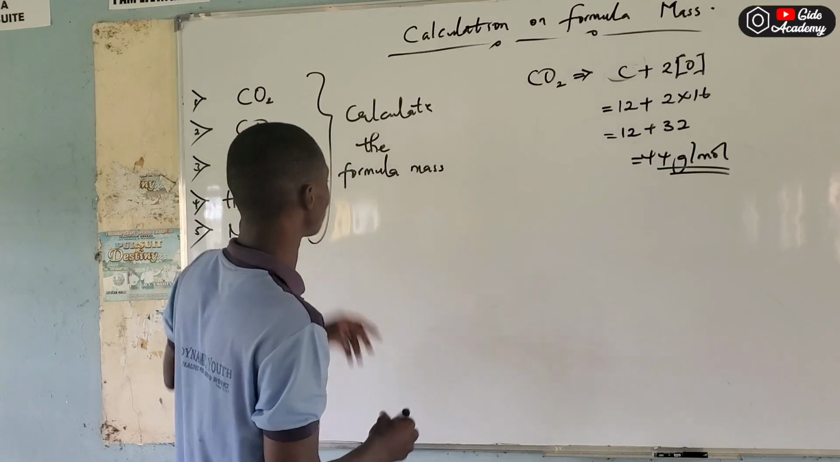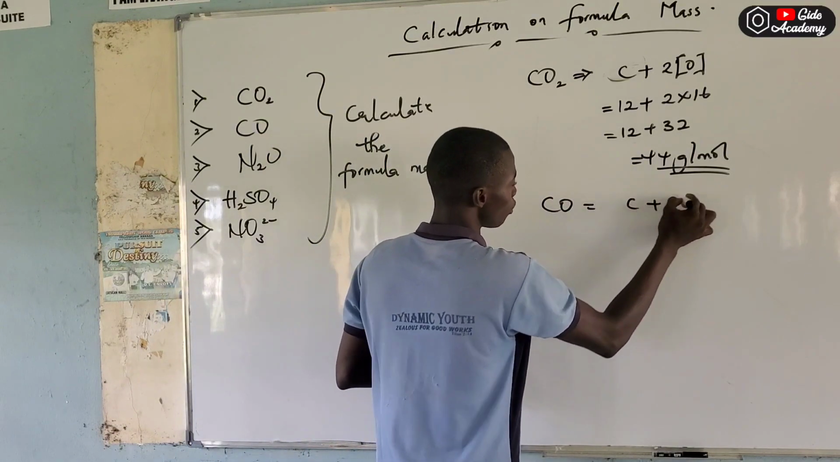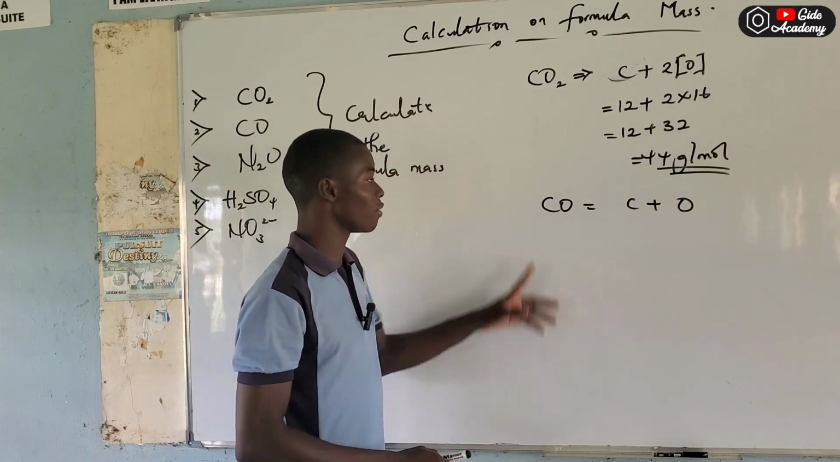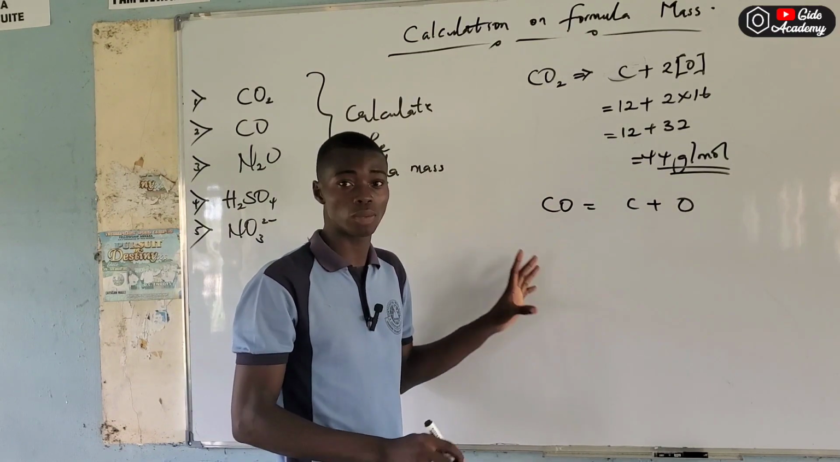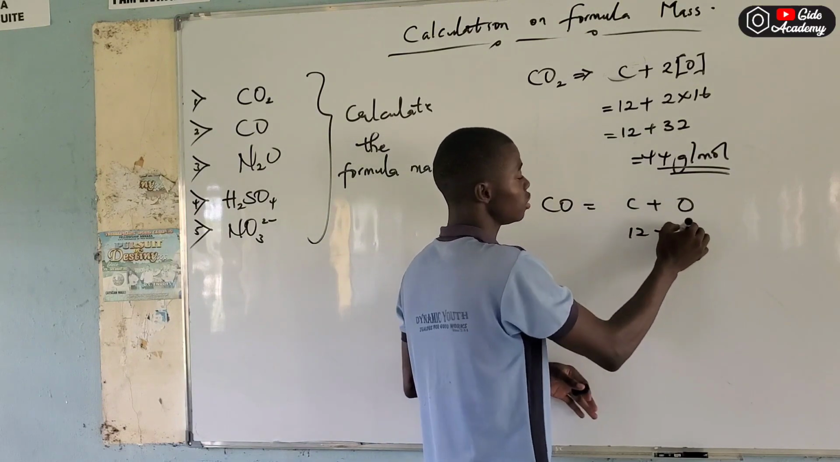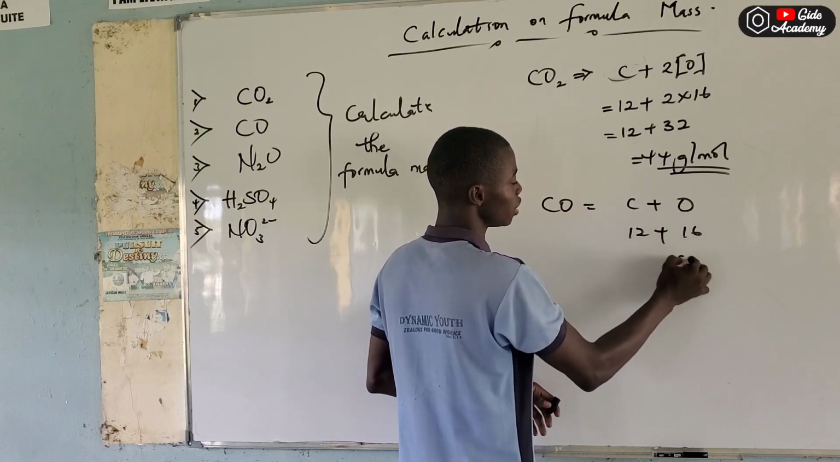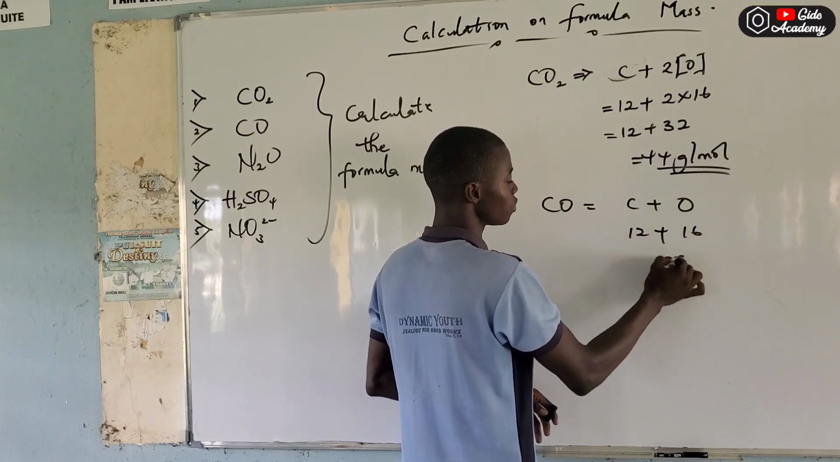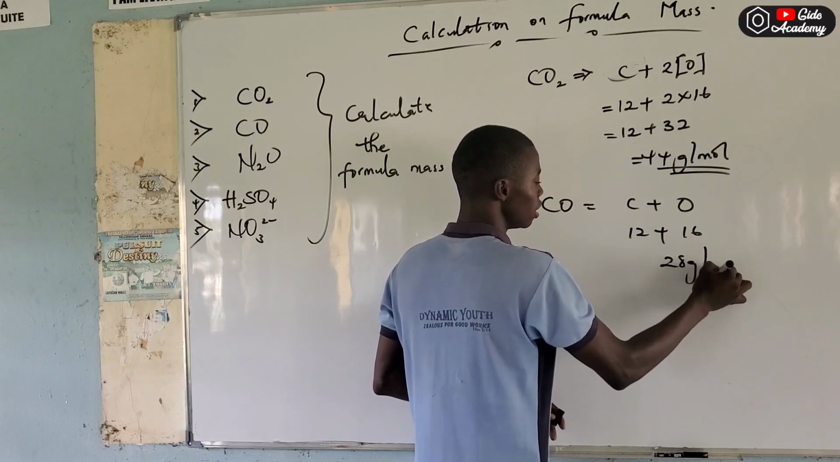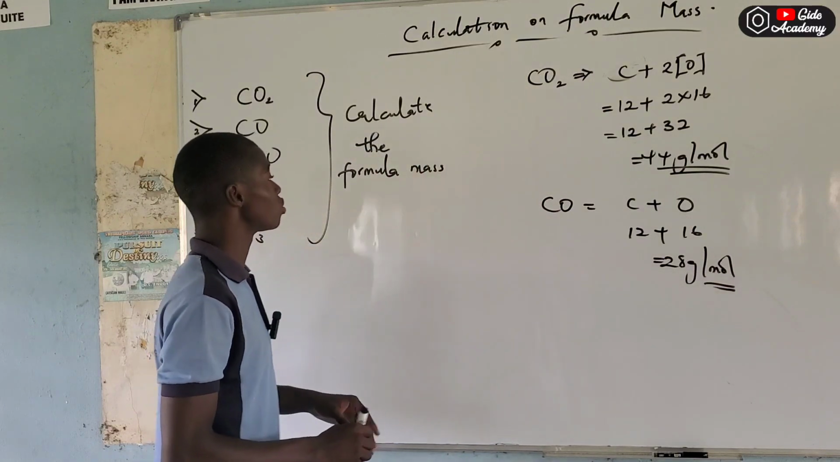So let's try the one of CO. If you have CO, you are going to have C plus oxygen. Assuming we have 2 CO, that is a different case; you multiply your whole stuff by 2. So carbon is already 12 and oxygen is 16. So 12 plus 16, we have 28 gram per mole as the formula mass for CO.